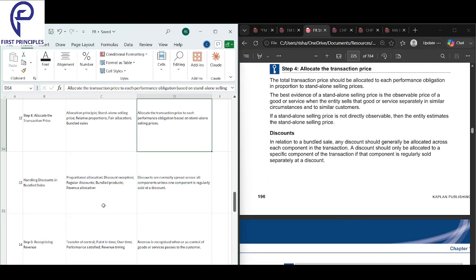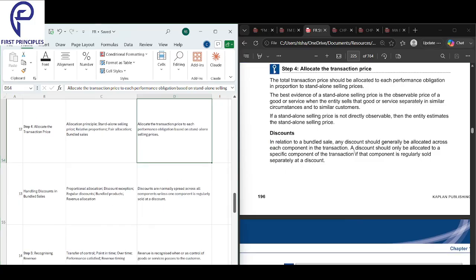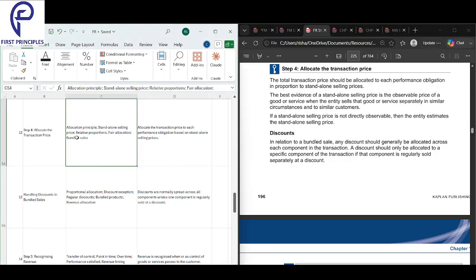Next, we'll go into allocating the transaction price. Here, you allocate the transaction price to the performance obligations based on the selling prices, right? Based on the standalone selling price, you will do an allocation. So you follow the allocation principle based on the standalone selling price. You allocate the transaction price to each performance obligation based on the standalone selling price.